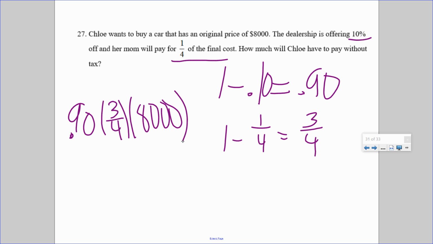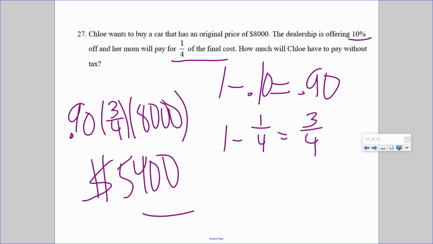If it's 10% off, she's paying 90%. If her mom is paying for 1/4, she's paying 3/4. So she's paying 90% of 3/4 of 8,000. You multiply them all together. 0.9 times 3/4 times 8,000 is $5,400. A lot better than paying 8,000, I'll tell you that.